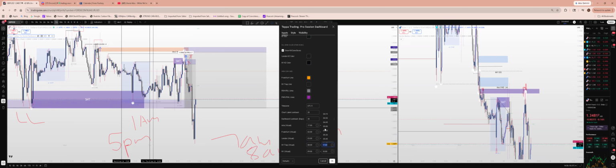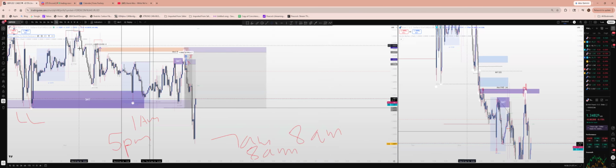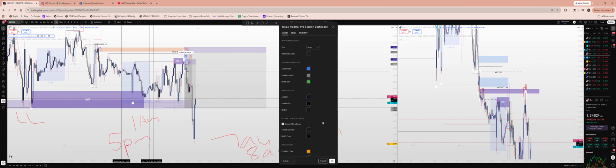Copy this exact same settings. Then you will get the exact same effect. So here, these are the settings. Here, you see look back days. You could make it 60 days if you want for your session pip range.